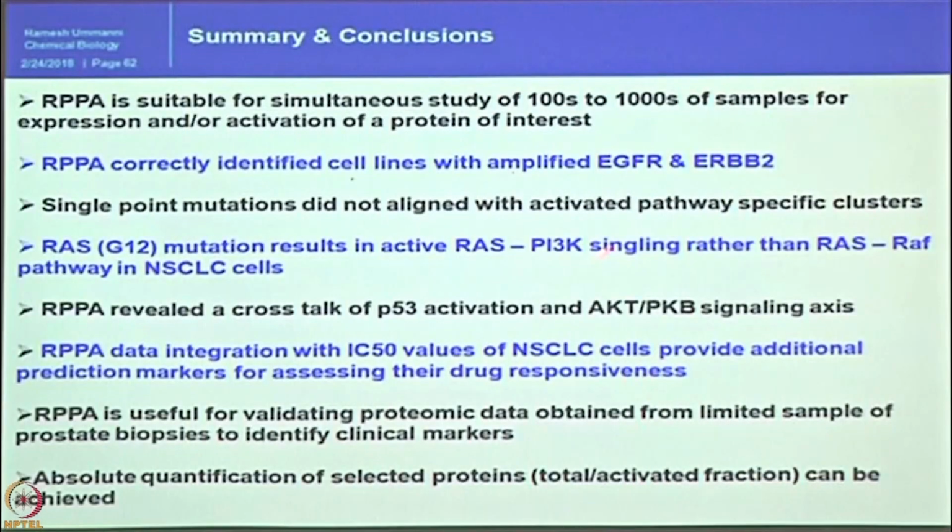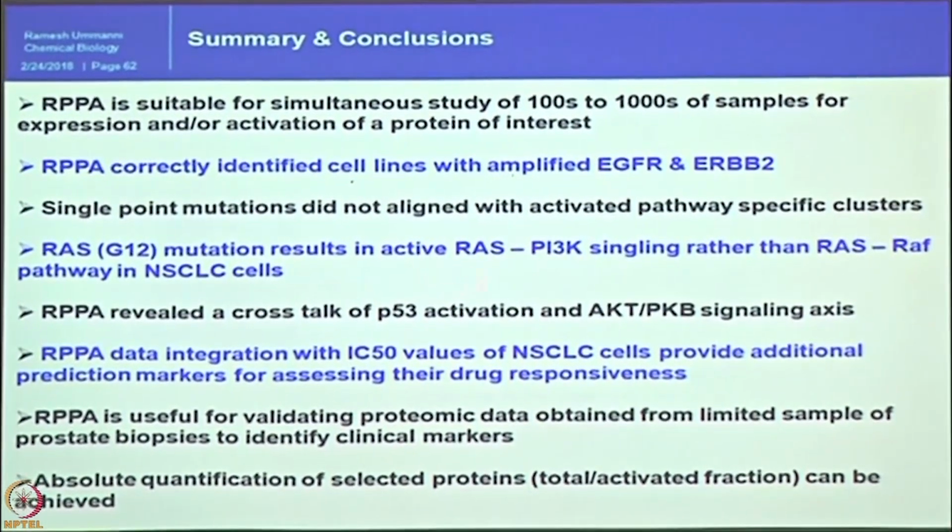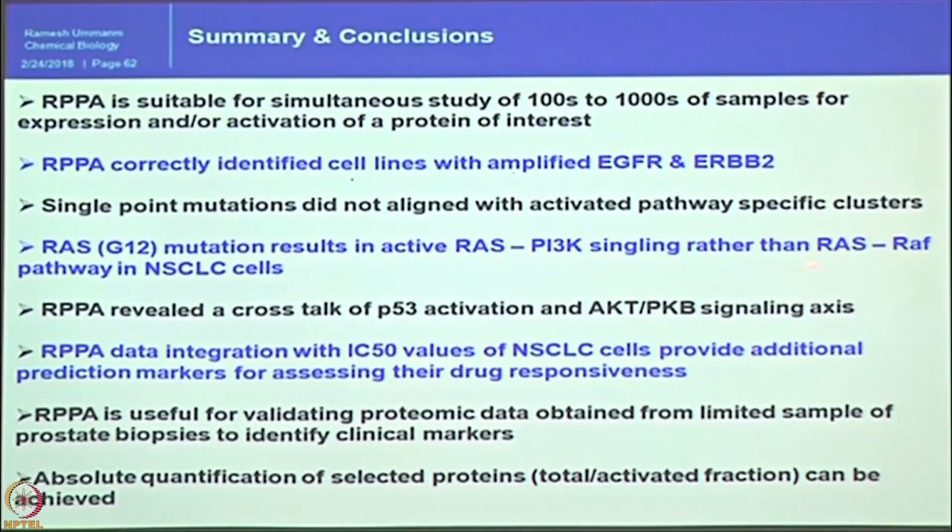So, with this I will just sum up. It is suitable for simultaneous study of hundreds to thousands of samples for expression and activation of a protein of interest. It correctly identified the cell lines with the EGFR. Single point mutations did not align with activated pathways, but a closer look at mutations on G12 and G13 showed RAS-PI3K signaling rather than RAS-RAF pathways.